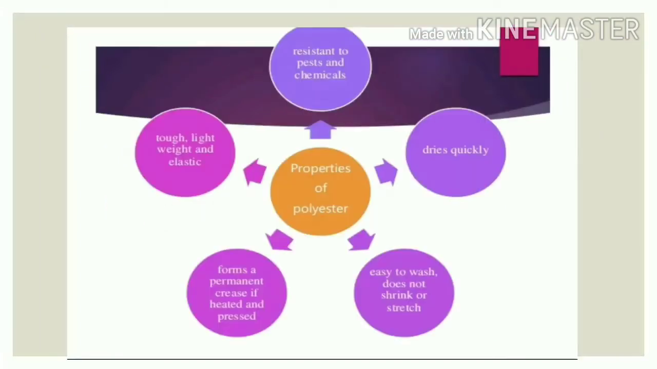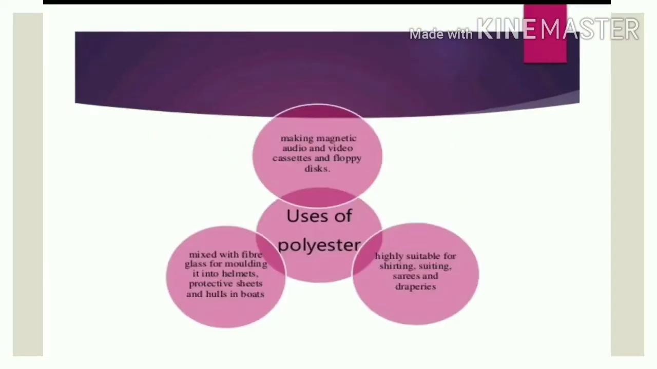So here are the properties of polyester. They are resistant to pests and chemicals. They dry very quickly. They are easy to wash and do not shrink or stretch. They form a permanent crease if heated and pressed. So they are tough, lightweight and elastic as well. The more the elasticity, the more the durability.